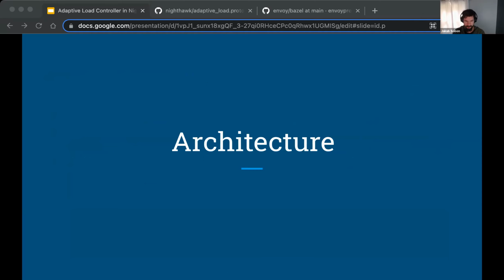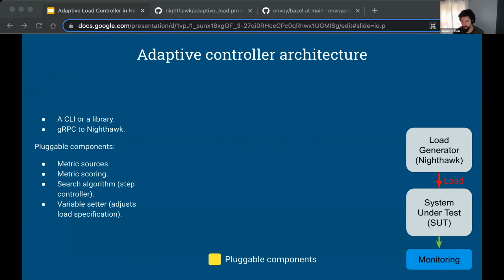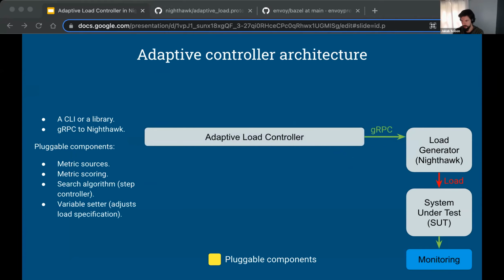Great. So let's talk about architecture. Again, just to bring back the familiar components we have on the right side: the load generator, the system under test, and some monitoring system that retrieves statistics from it. The adaptive load controller as a software component talks to Nighthawk over gRPC, which means it assumes that the Nighthawk gRPC server is started in some environment somewhere and is ready to receive RPC requests. With each RPC request, we would start a benchmark and receive benchmark results.